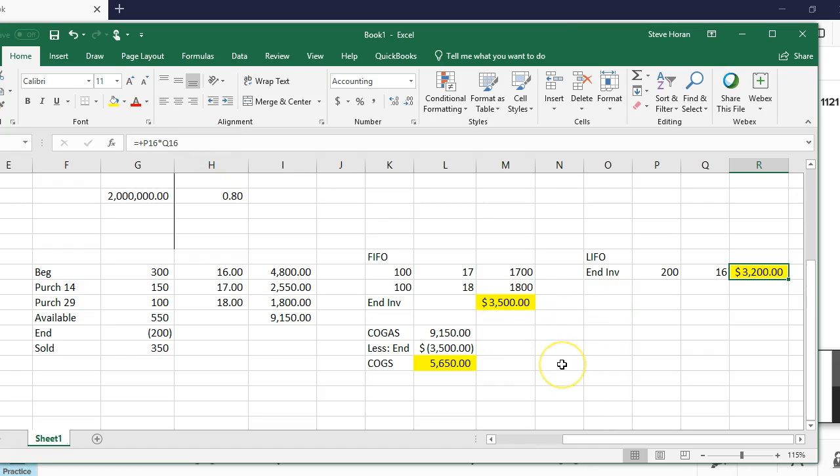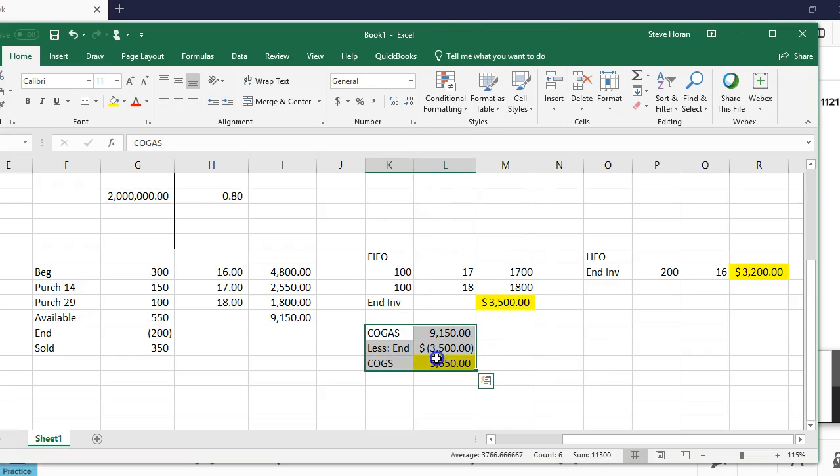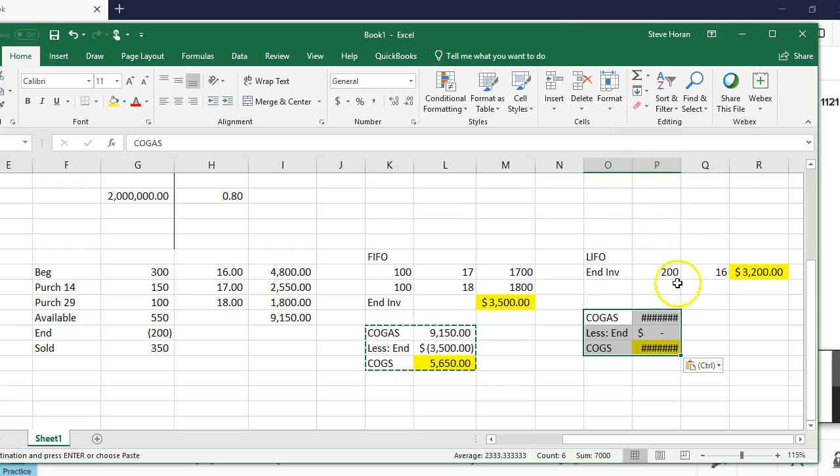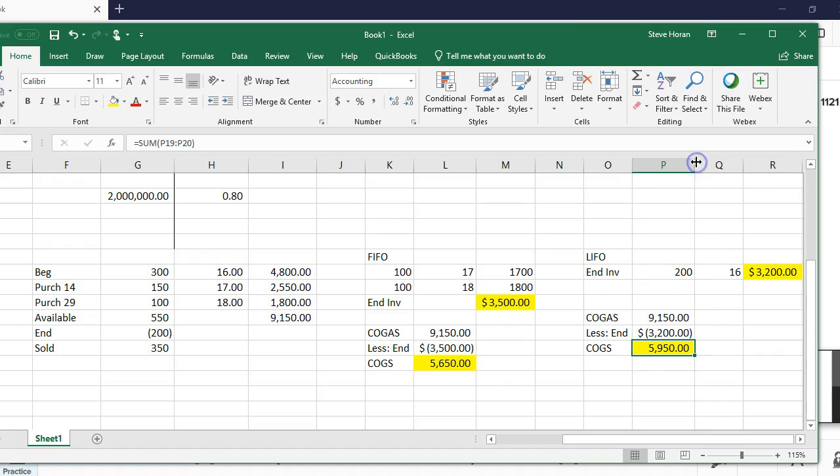So now let's do the cost of goods sold piece, and kind of the same situation. I go with what's my cost of goods available. So I'm going to copy this over. Actually, we should just copy the whole thing over and just put that right over here. Okay. And we know that the cost of goods available is the same amount. It's the 9,150. Okay. I do less my ending inventory, the 3,200, and now I get 5,950. 5,950 as my answer. Okay. And so that was FIFO, that was LIFO.